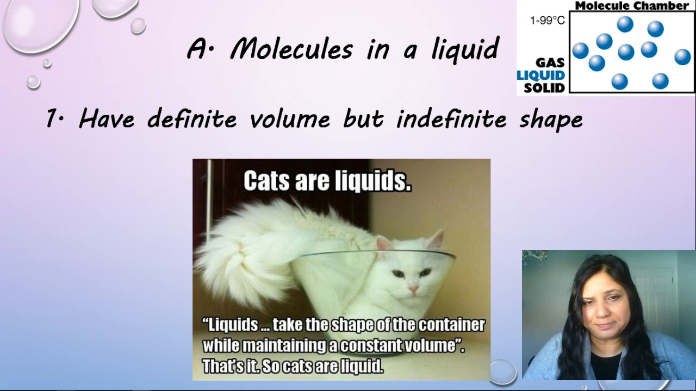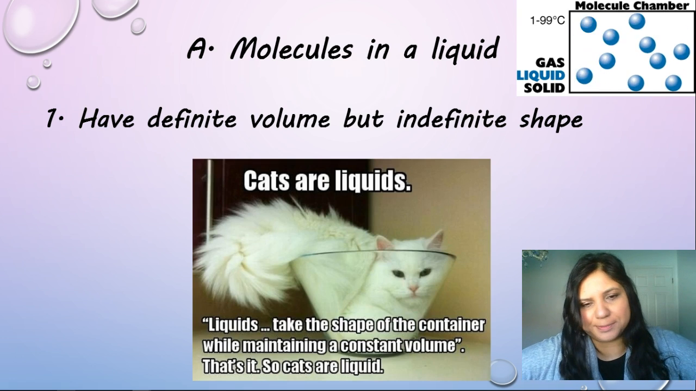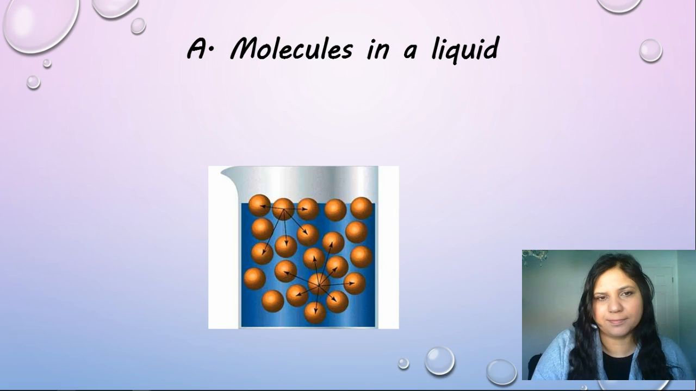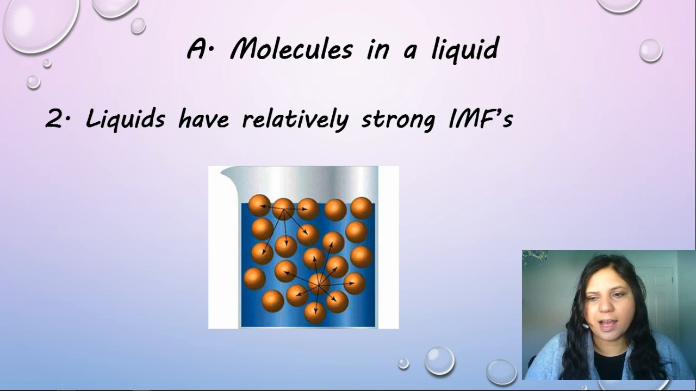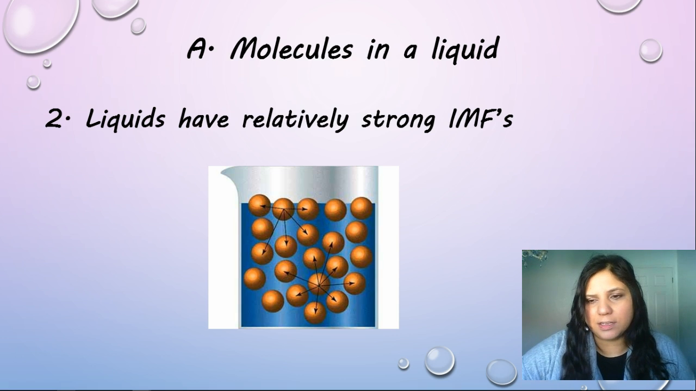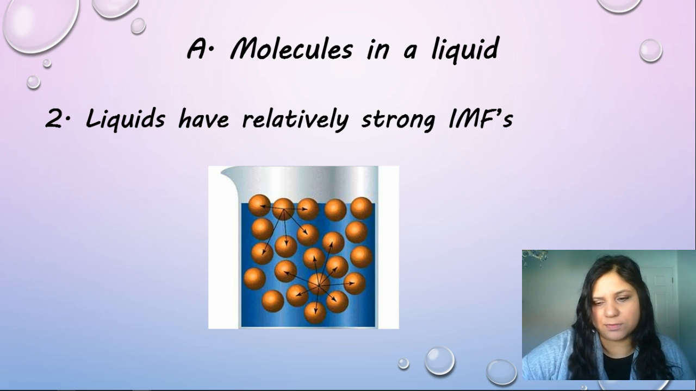Kind of like a cat. Cats are like liquids. They take the shape of the container while maintaining a constant volume. Okay. Liquids have relatively strong intermolecular forces. They're stronger than gases, but not as strong as solids, so that's why they're in the liquid form. They have things like hydrogen bonding, dipole-dipole forces, even some strong London dispersion forces.